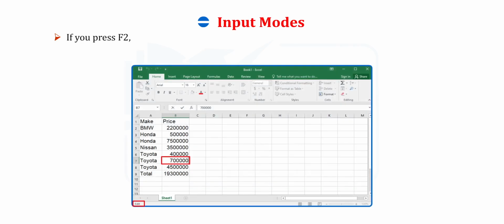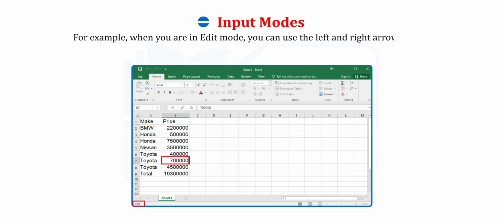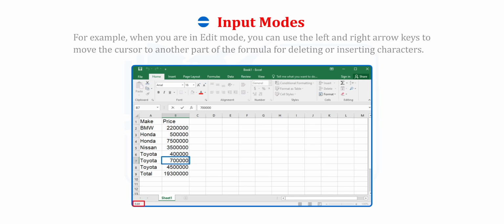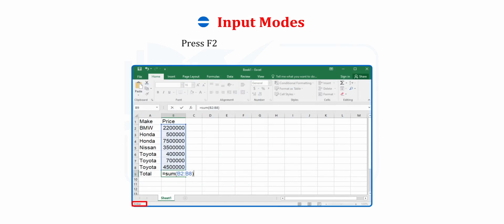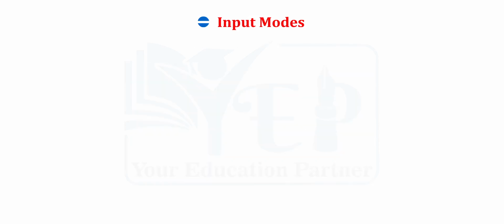If you press F2, Excel enters edit mode, which is the mode you use to make changes to the formula. For example, when you are in edit mode, you can use the left and right arrow keys to move the cursor to another part of the formula for deleting or inserting characters. You can also enter edit mode by clicking anywhere within the formula. Press F2 to return to enter mode.